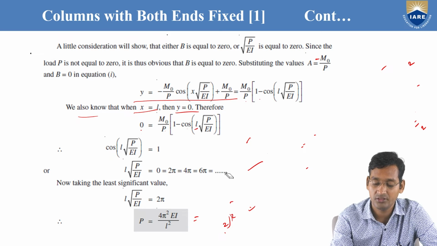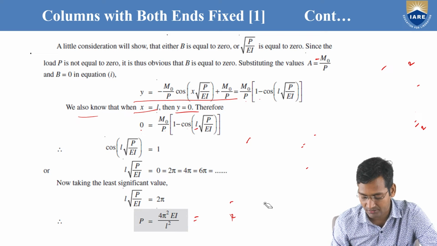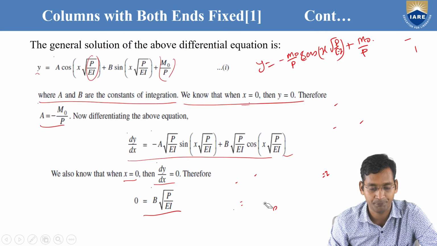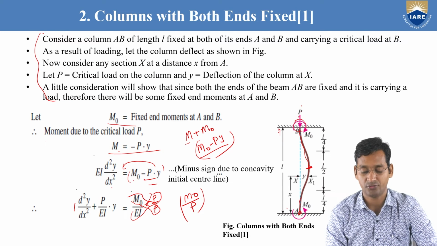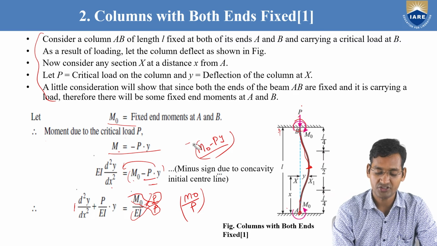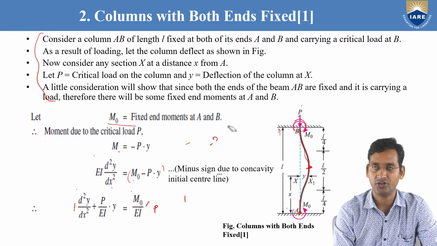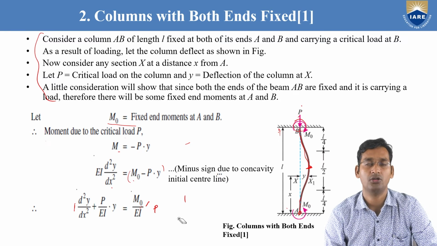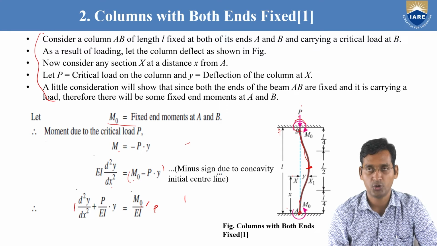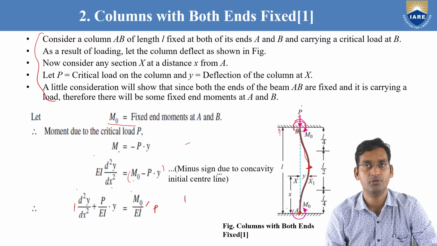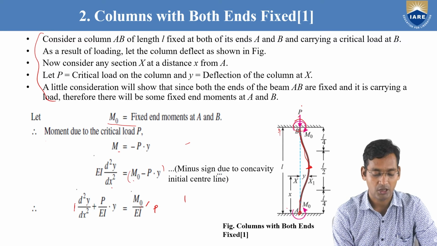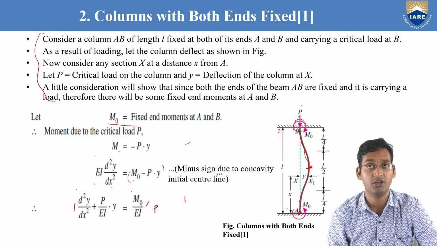So the only thing required is the moment and the general solution. Let's see here. Both sides are fixed, that's why a fixed-end moment is acting here, which we assume as M naught. Because of this load, the moment is minus Py, because it's concave. So the total moment will be M naught minus Py.